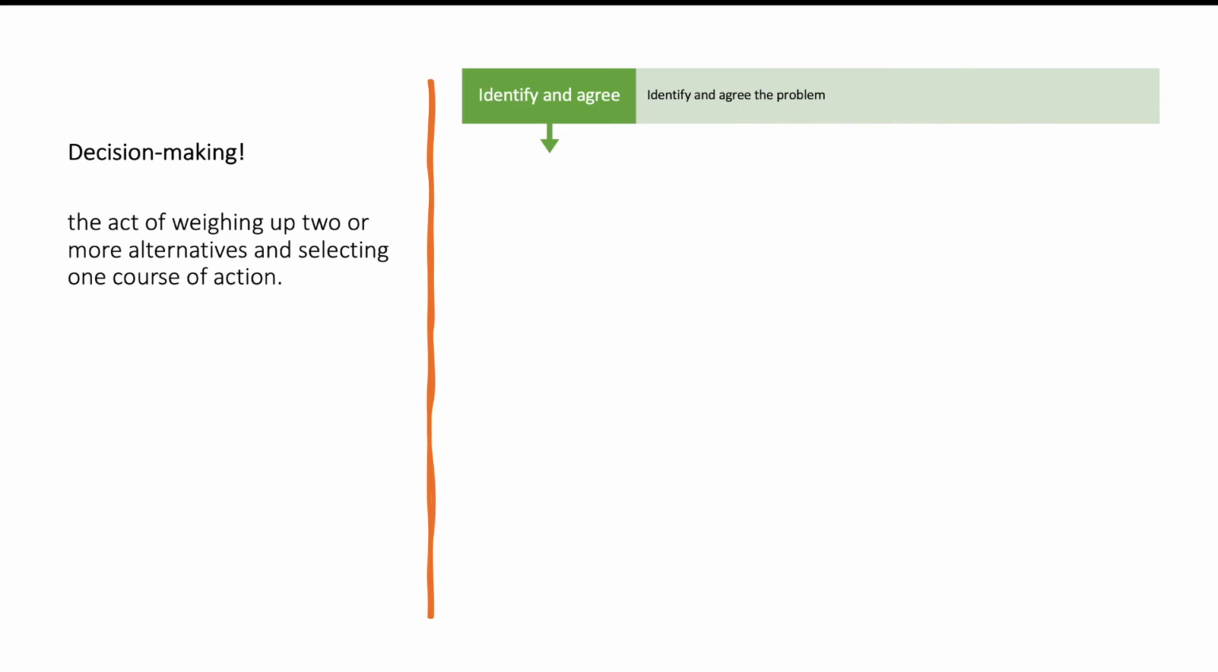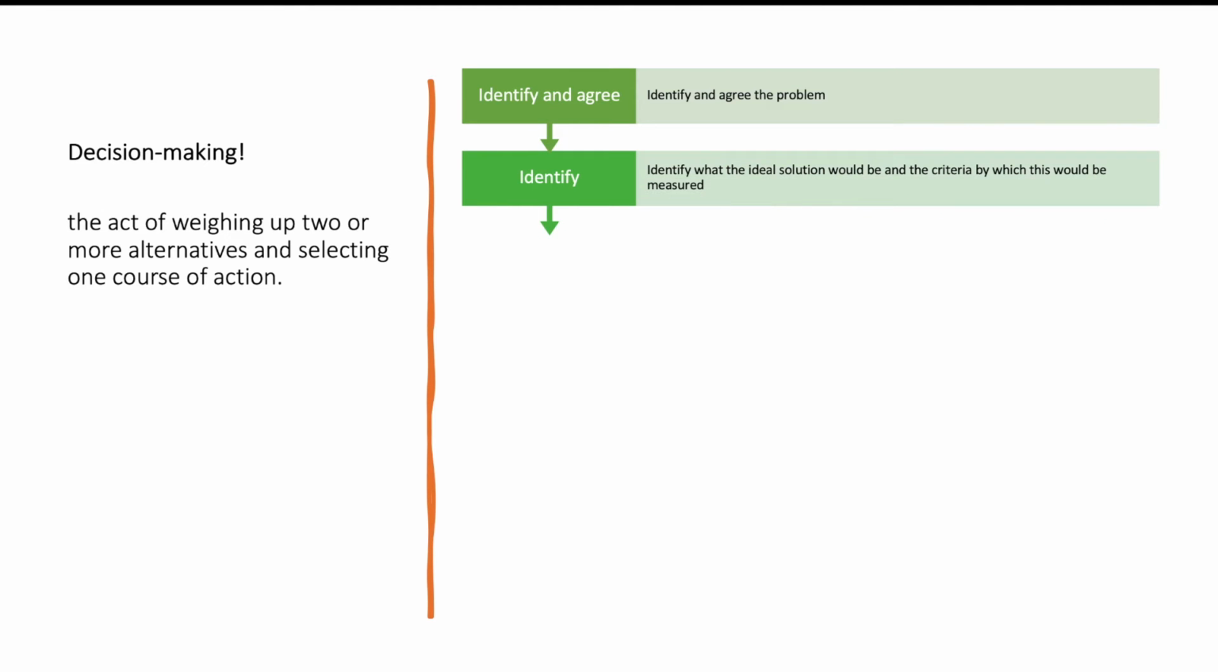So there are a couple of things more. Identify and agree the problem. First of all, you have to identify and agree the problem. What is the problem? First of all, you have to identify and then agree that yes, we have the problem. Now, based on that problem, you have to identify the ideal solution. What will be the ideal solution and the criteria by which this would be measured?